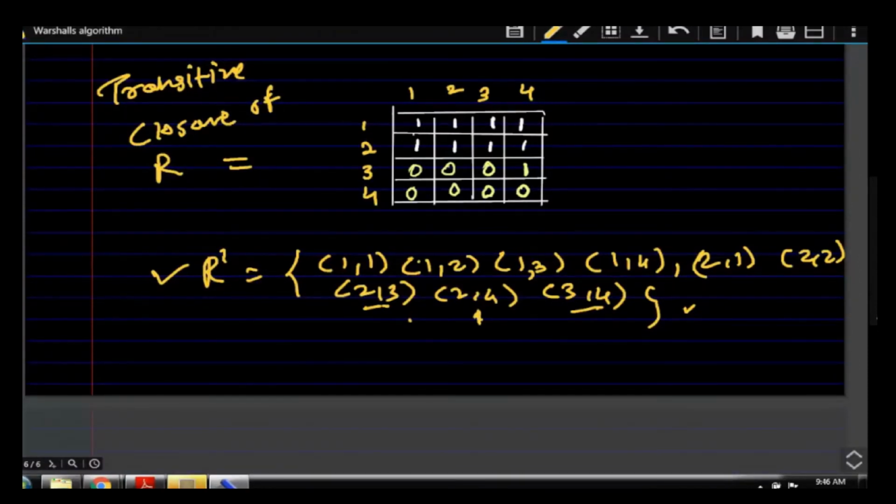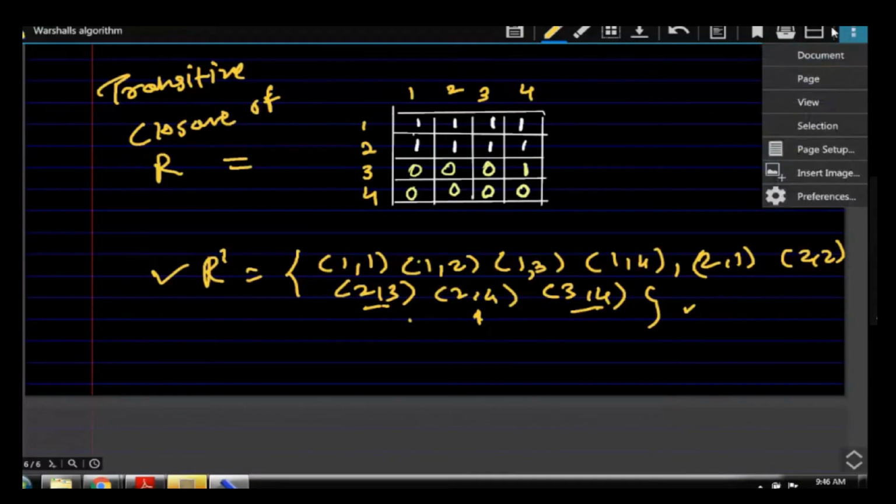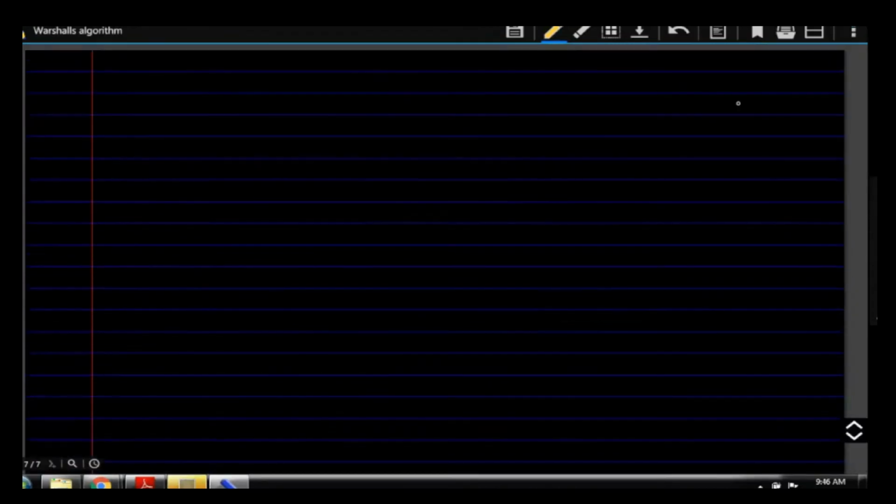Okay, so this example we will try to learn fast, because how much time do we have? Okay, we still have half an hour. So we will take one more example.